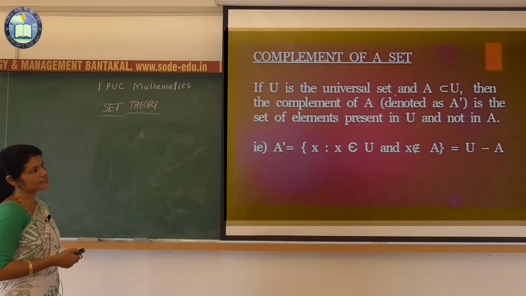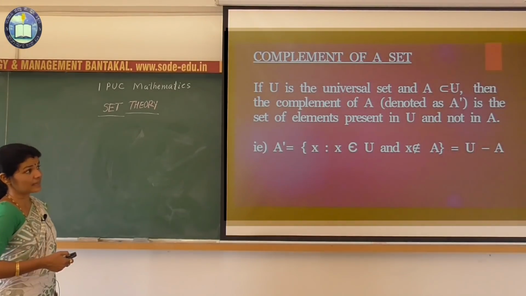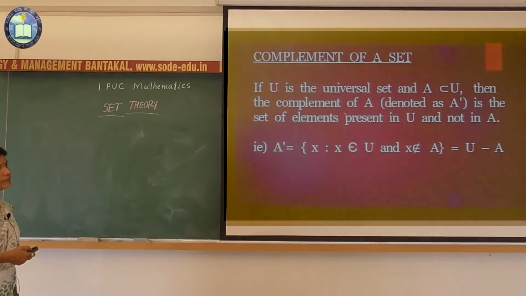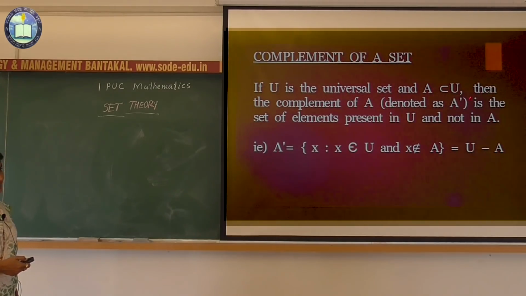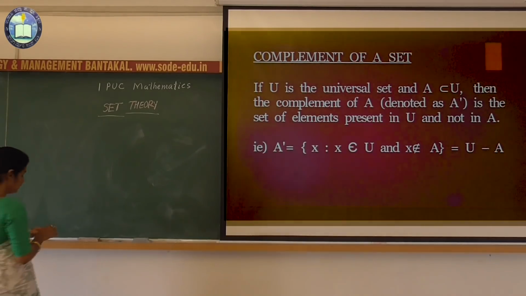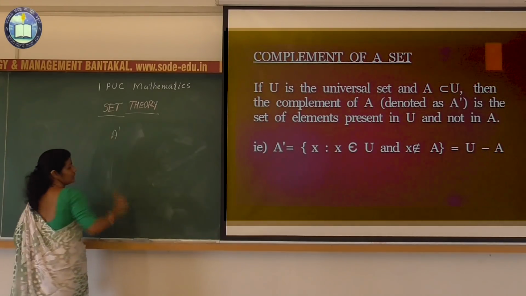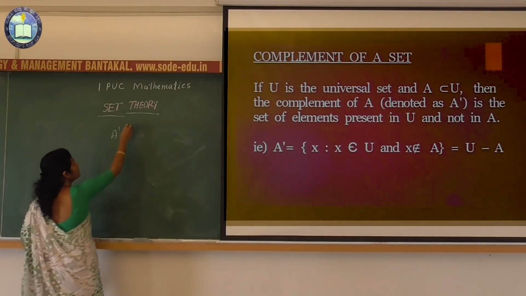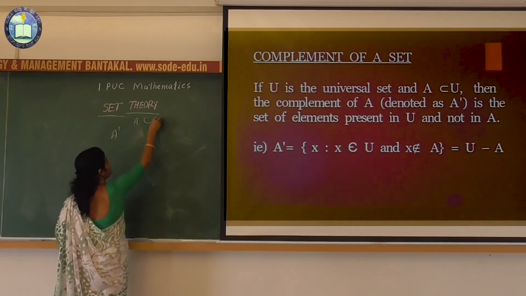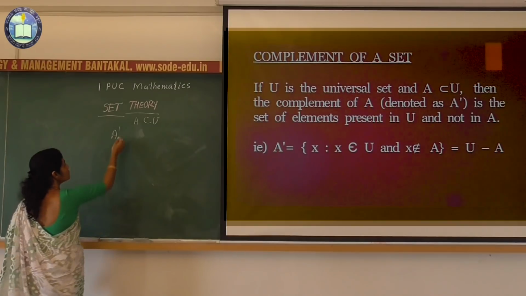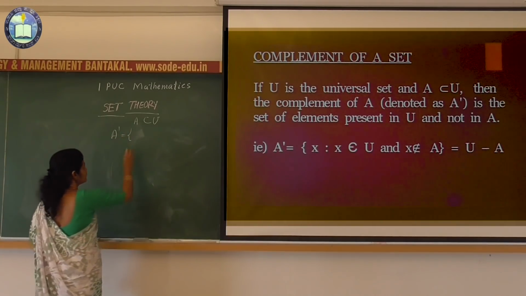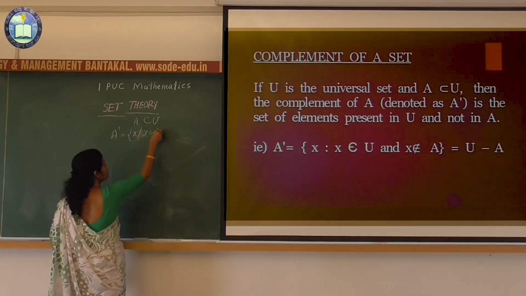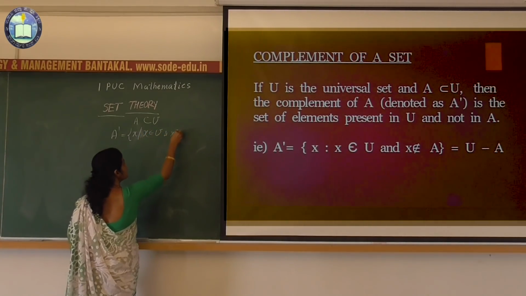If U is the universal set and A is a subset of U, then the complement of A, denoted like this, A dash, is the set of all elements present in U, not in A. So, I'll repeat. A complement is the complement of the set A, where A is a subset of the universal set. So A dash is a set containing X such that X belongs to U and X does not belong to A.